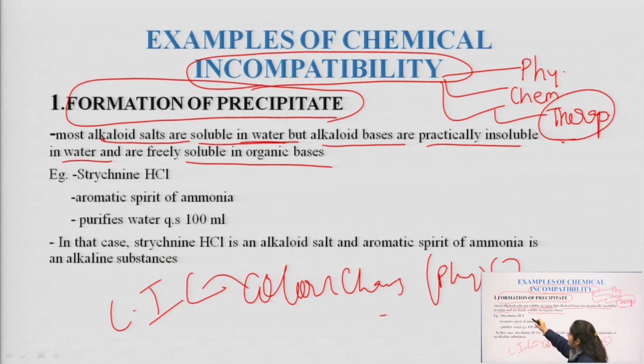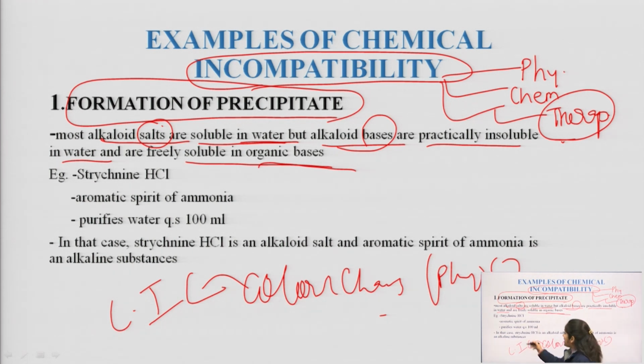Here what is said is that alkaloid salts are soluble in water and alkaloidal bases are practically insoluble in water, but they are soluble in what? They are soluble in organic bases. So, if we want to formulate a dosage form that is going to involve alkaloid salts and alkaloid bases, what kind of solvent should we go for? What major selections of solvent is to be done? So, this is an example of what causes the precipitation and how this precipitation can be avoided.